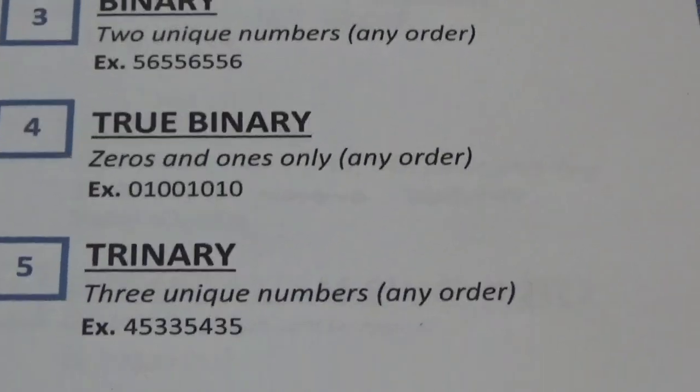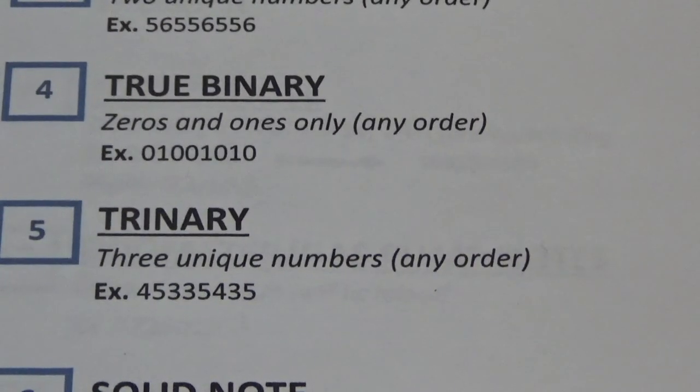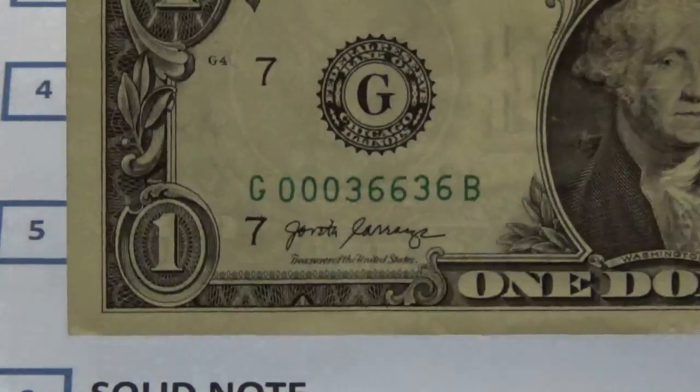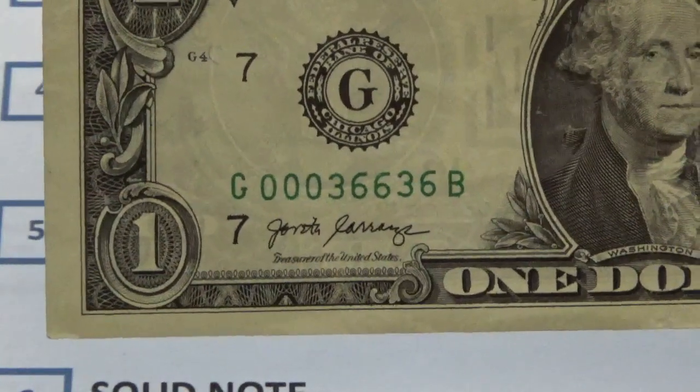Okay, let's look at the next one, a trinary note. The math on the trinary note is about 0.7%. So in other words, you're going to basically come across about 7 of these for every 1,000 bills that you look through theoretically. Okay, and so with the trinary note, let's move on here. Here's an example of that. As you can see, I have 3 unique digits: 0s, 3s, and 6s.